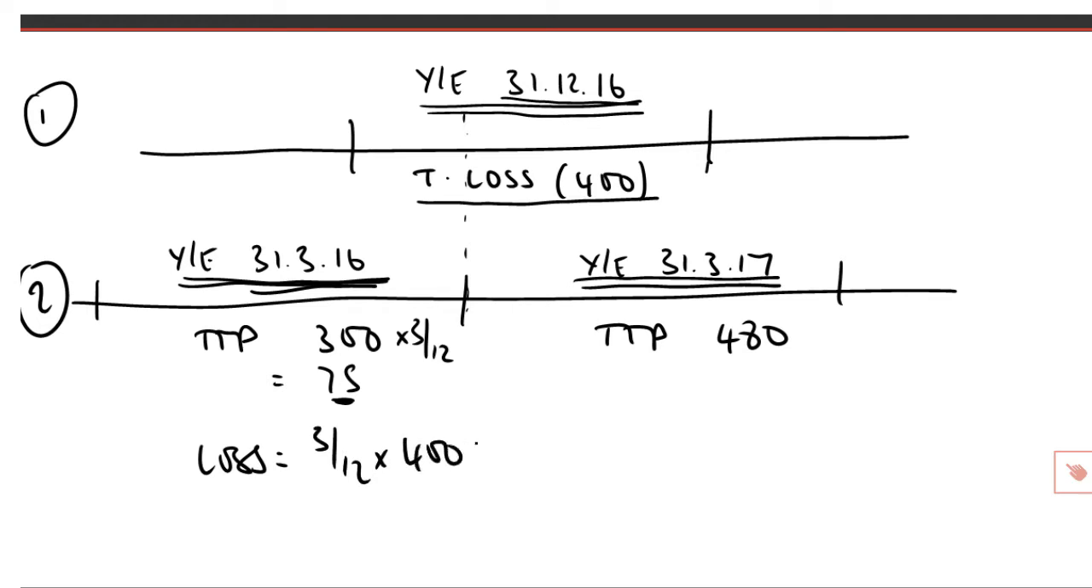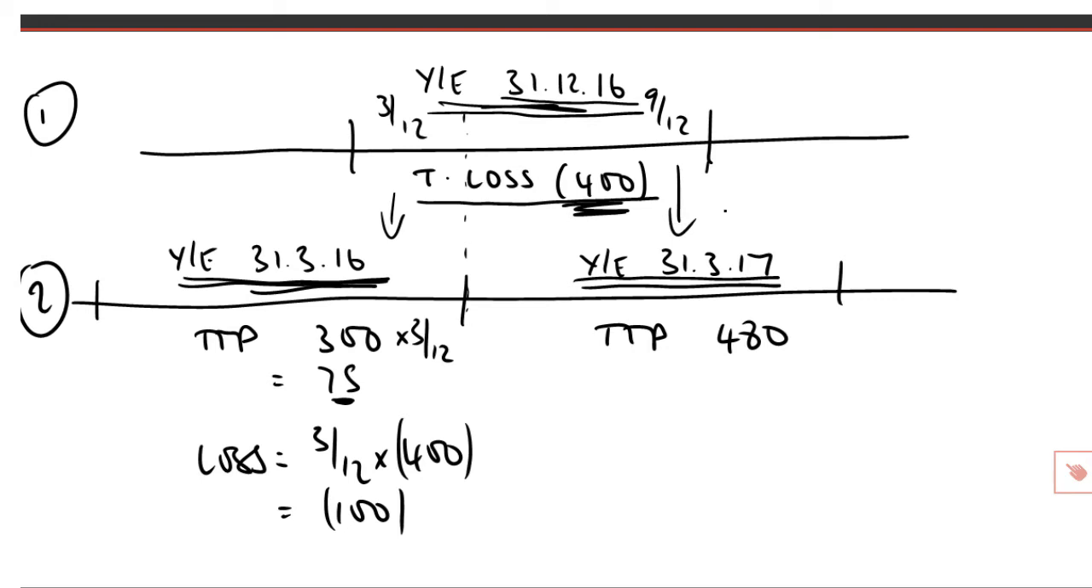3/12 of the loss of 400. So that would be £100,000 of loss. So we're going to divide out that loss of 400 there, 3/12, 9/12, between the two accounting periods of profit to which the loss-making period corresponds. The year ended December 16 falls 3 months in the year ended March 16 and 9 months in the year ended March 17 of the profit maker.